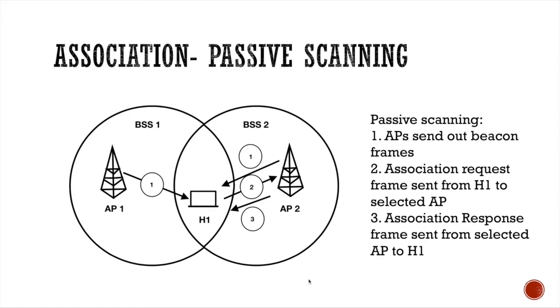In passive scanning schemes, APs periodically send out beacon frames, which are listened to by wireless devices. The wireless device then sends an association request frame to the selected AP, which is then responded by the association response frame sent from the AP.